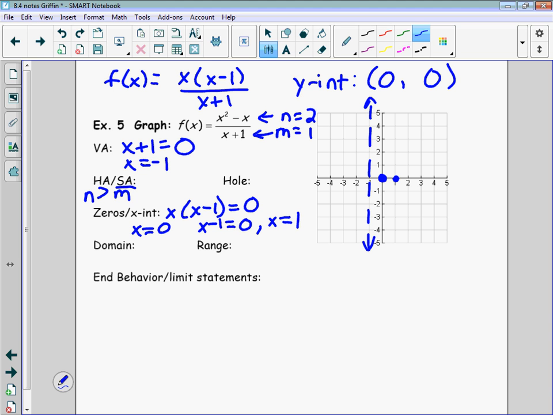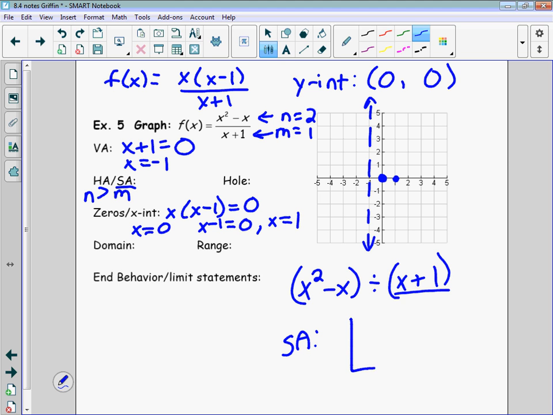To find the slant asymptote, we actually use division. In this case, we can utilize synthetic division. We're going to divide x squared minus x by x plus 1. For the slant asymptote, we will perform some synthetic division. This is our divisor, and remember, if it's listed as a binomial like that, within synthetic division we use the opposite of the constant term. So we'll use -1 here.